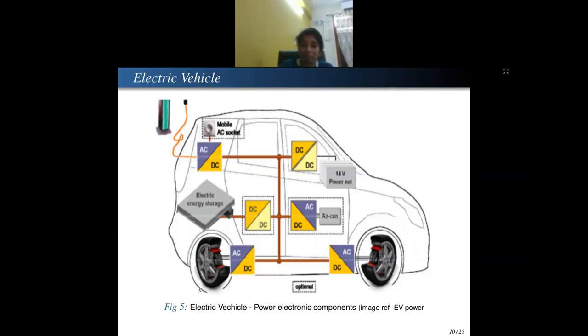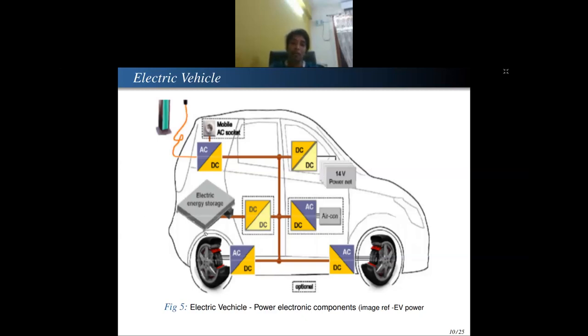You have a motor, which is mostly an AC motor, because AC motors are very reliable and have many other benefits. So the most preferred motors in electric vehicles are AC. So again you have to convert from DC to AC. For the air conditioning unit inside the car, again you need AC, and then for all of these small 14-volt power outlets, like your lights and other appliances, again you have to convert to the 14-volt level. So this is the importance of power electronics in an electric vehicle.